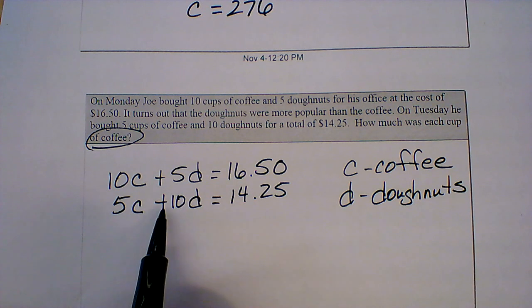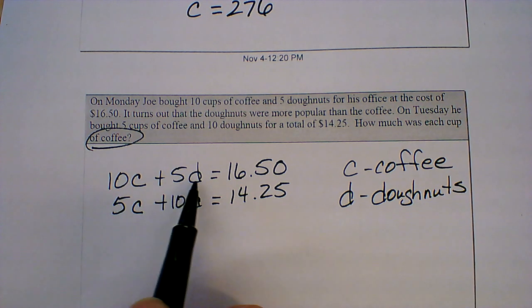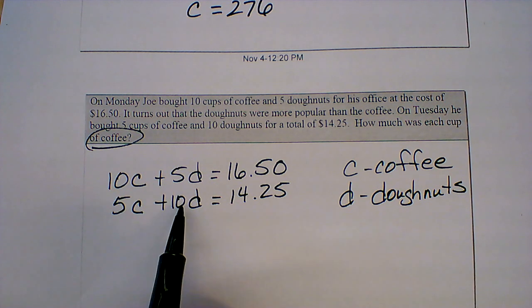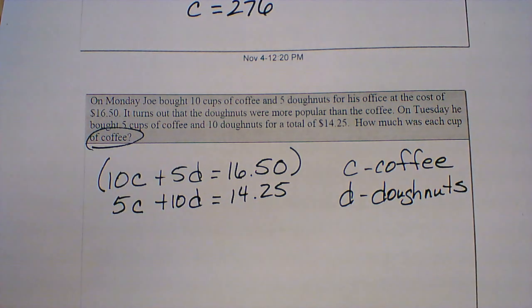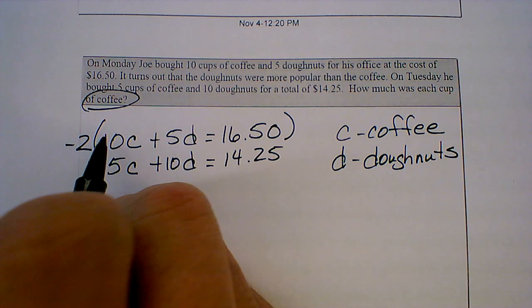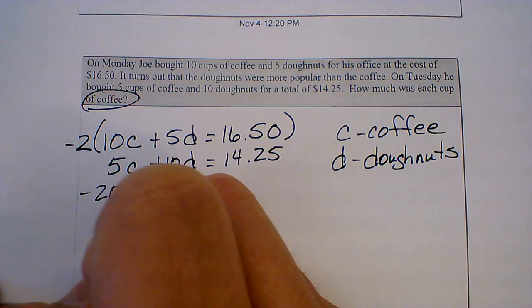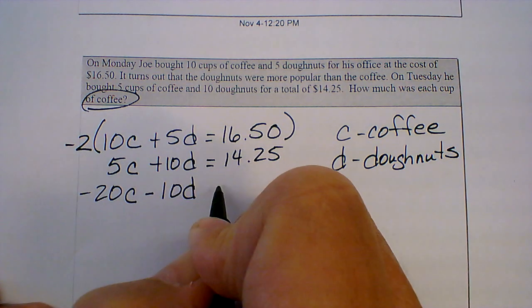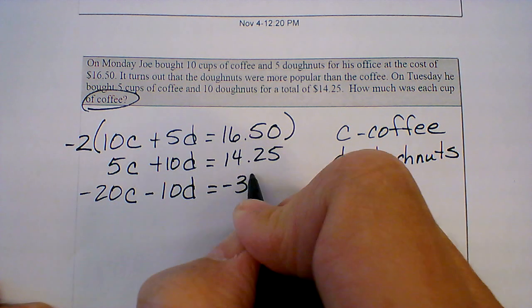This is 5, this is 10. It would be nice for me to get this to be -10. That way these would cancel out. So in order to make 5 -10, I'm going to multiply the top equation by -2. I'm going to rewrite it down here. So -2 times 10C is -20C. -2 times 5D gives us -10D. And then -2 times 16.50 gives me -33.